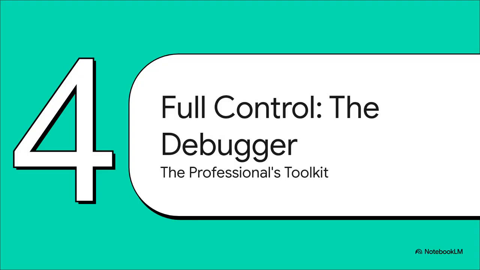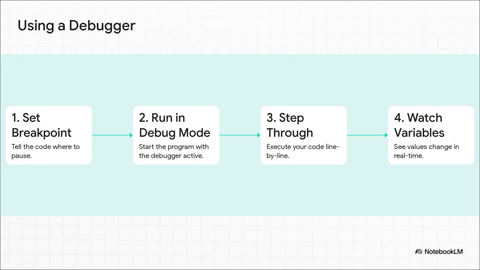Okay, now it's time for the main event. Let's talk about the interactive debugger. This is the professional-grade tool that gives you absolute, total control over your code's execution. It's less like looking under the hood and more like having a remote control for the entire engine. And it's actually pretty simple to use.